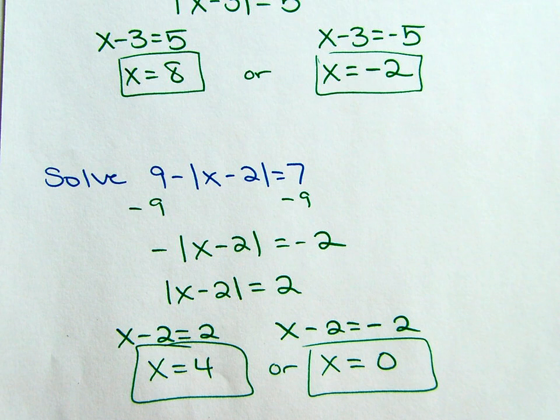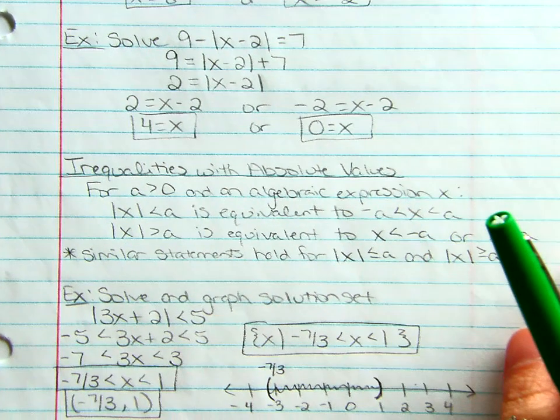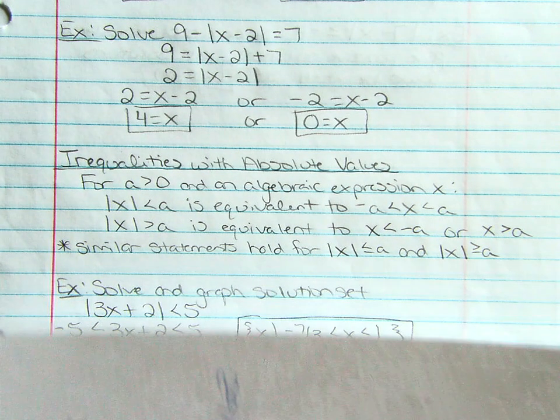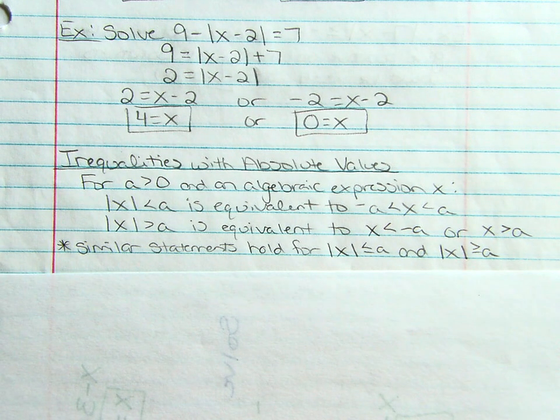Okay, what happens then if we're dealing with inequalities instead of equations? Well, if A is positive and we have an algebraic expression x, then if we have the absolute value of x is less than A, that's saying the same thing as negative A is less than x, which is less than A. And these hold true if the signs are less than or equals to as well.